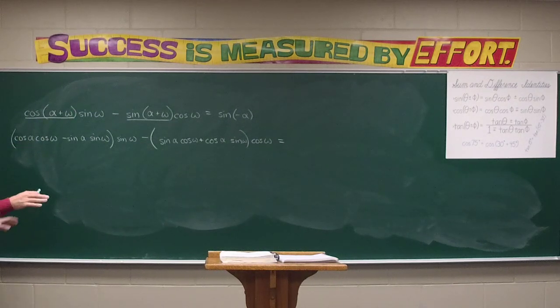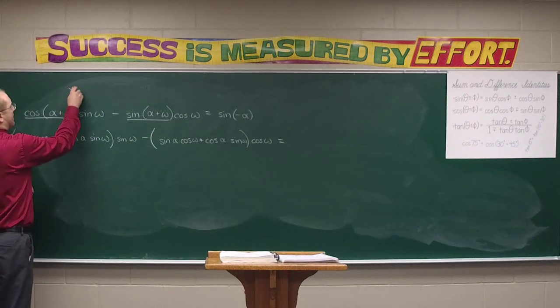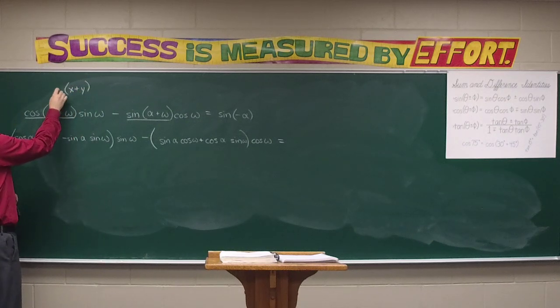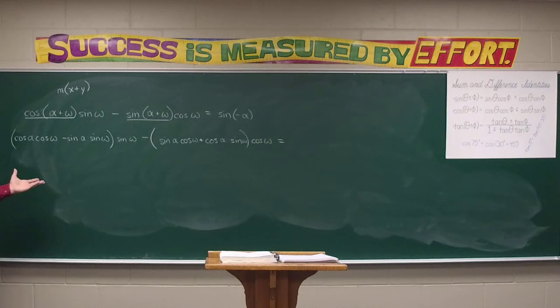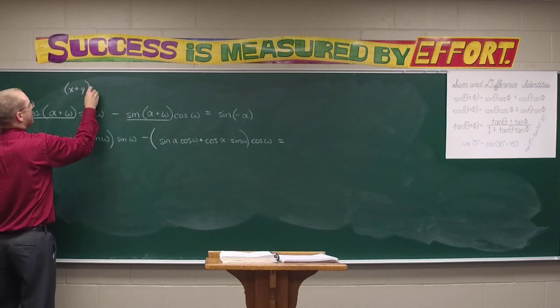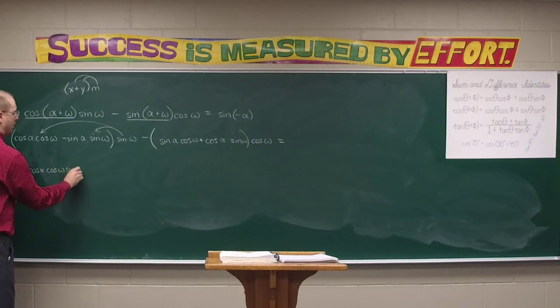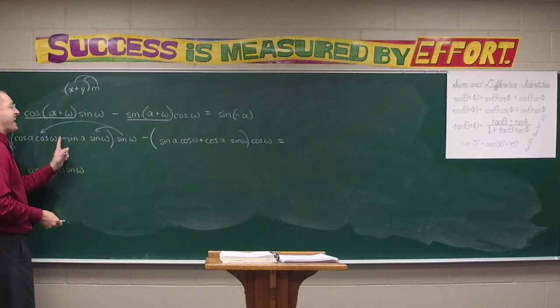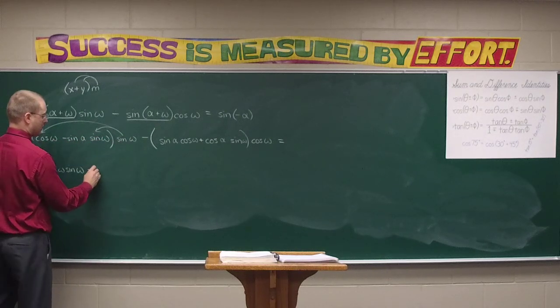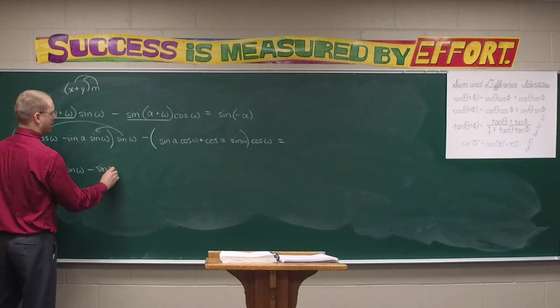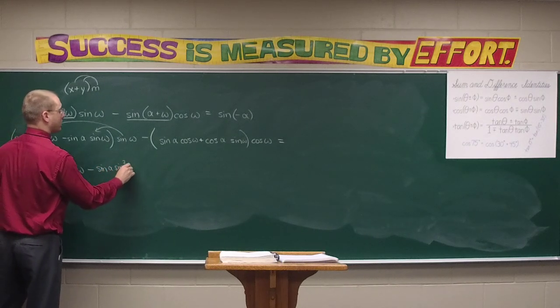All right, anytime you have a polynomial like x plus y multiplied by a monomial like m, we distribute. Even if the m were after, you would still distribute. So I'm going to distribute the sine to this and to this. What do we get if we multiply sine omega by cosine alpha cosine omega? Cosine alpha, cosine omega, sine omega. What do we get if we multiply sine omega by negative sine alpha sine omega? Negative sine alpha sine squared omega.